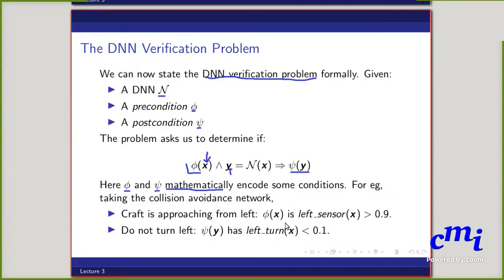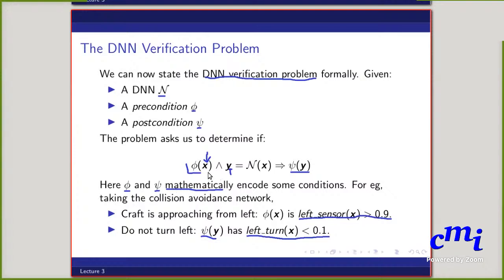For example, if you have a collision detection scenario, this can say that the value of the left sensor is greater than 9, right? This is a very precise logical statement. Similarly, the score of the left turn is less than some particular value is another precise logical statement that can be a part of this, right? In general, these phis and psis tend to be very precise, concrete, logical statements about our inputs and outputs.